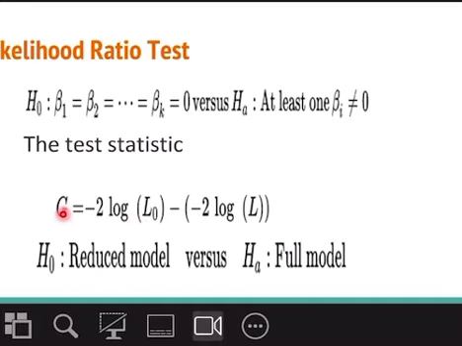The test statistic is going to be G, where we have a log likelihood assuming H naught is true, then the log likelihood assuming the alternative is true, then we multiply by -2. Another way to say this is having a reduced model against a full model.